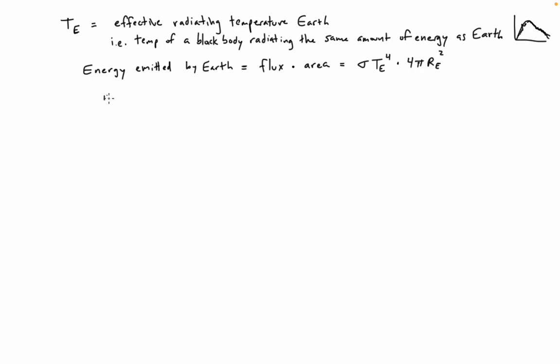And we're going to balance that with the energy absorbed, let's say from the sun, which is going to be the solar flux times the area, minus the reflectance times the area. So we can just right away remove the stuff that bounces back.